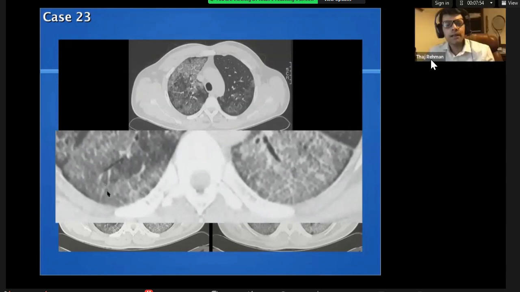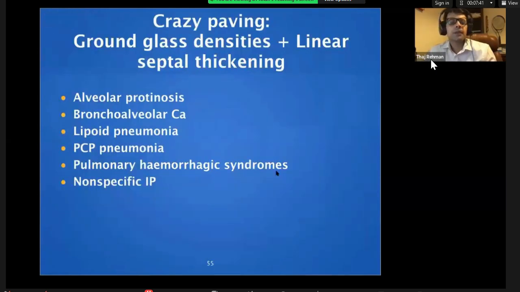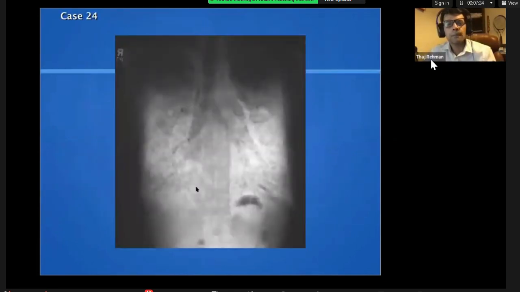Just a magnified view to show the ground glass as well as thickening of the septations. So those are the thickened interlobular septae. Crazy paving differentials: we know alveolar proteinosis, bronchoalveolar cell cancer, which is nowadays called adenocarcinoma of the lung, diffuse type, lipoid pneumonia, PCP pneumonia, all the causes of pulmonary hemorrhagic syndromes, and non-specific interstitial pneumonia. Next case.